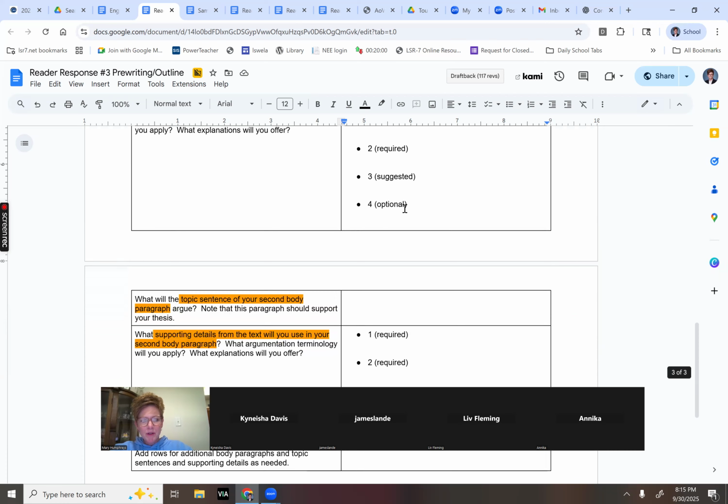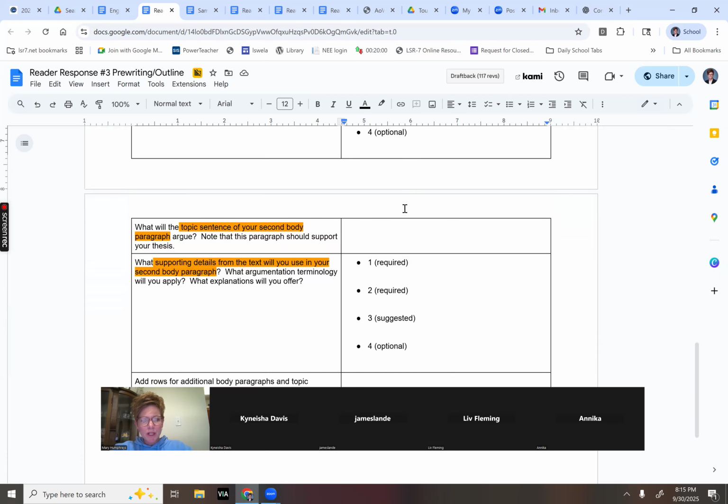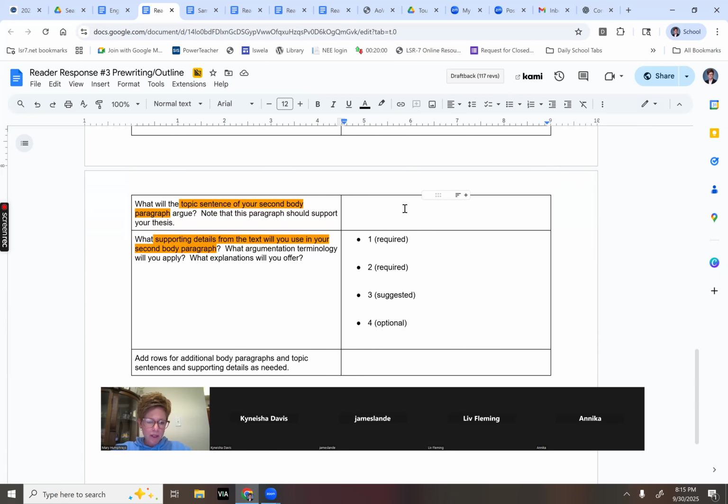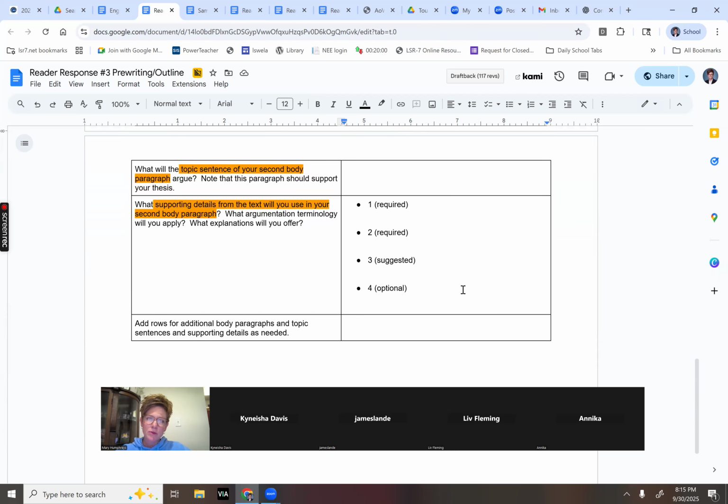Okay. Then you're going to go into your topic sentence of your next body paragraph. What are you going to talk about in this paragraph? Maybe you're going to move to Toulmin's methods. Okay, and what are you going to fill in as far as direct quotes over here? And how are you going to explain why those things are being used? And I put here, add rows for additional body paragraphs.